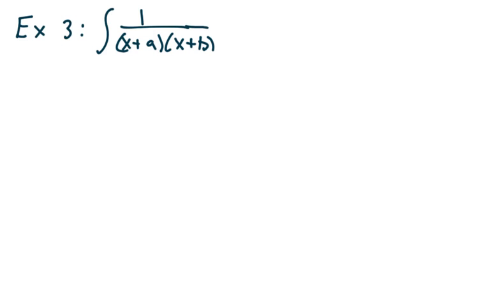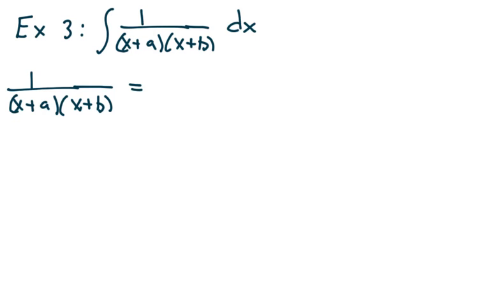Example 3. Suppose I had the integral of 1 over x plus a times x plus b dx. So again, we're going to do partial fraction decomposition. So we're going to break this into A over x plus a plus B divided by x plus b.